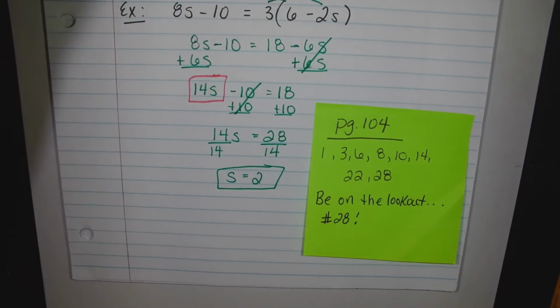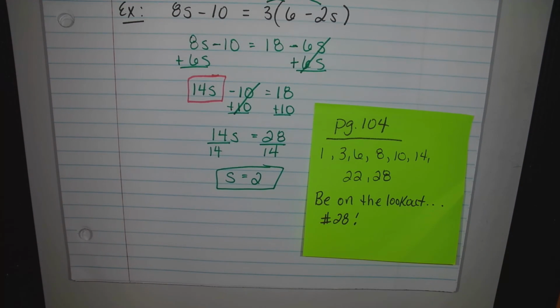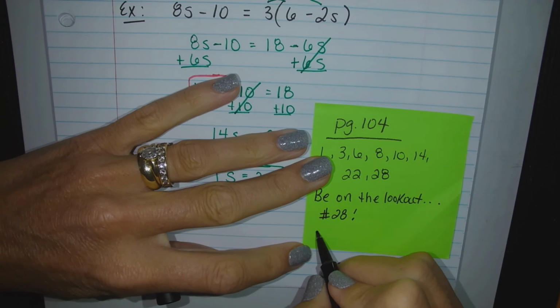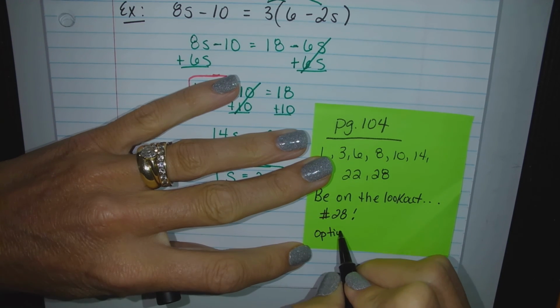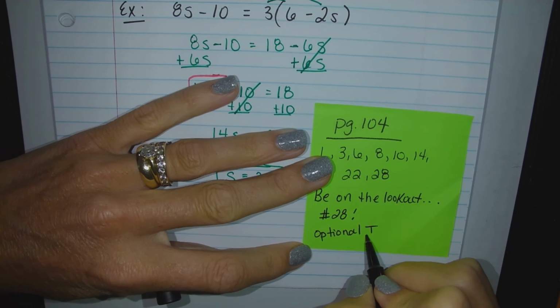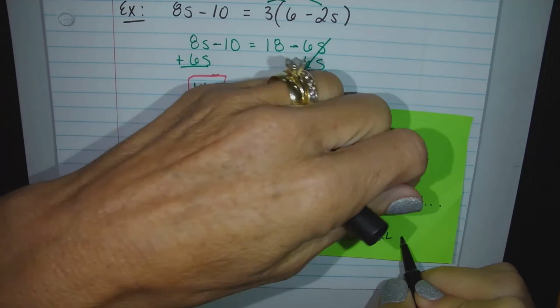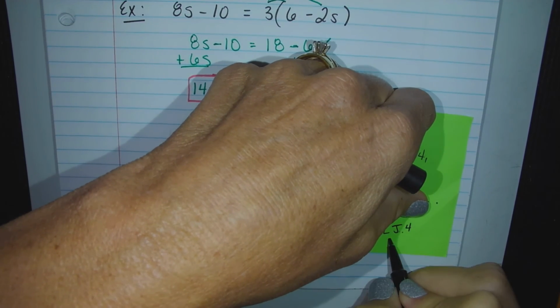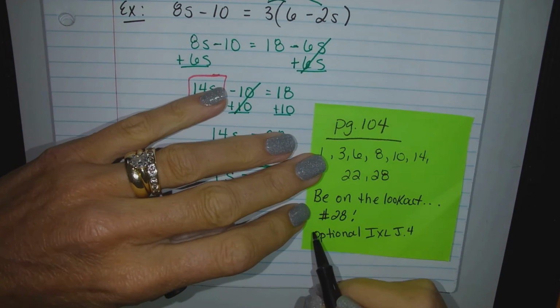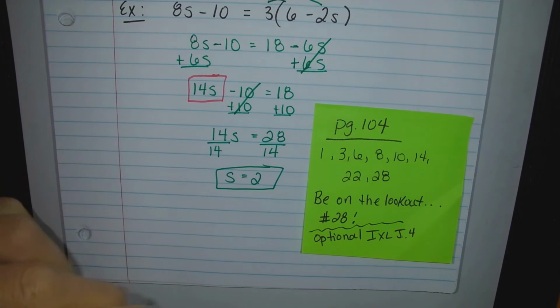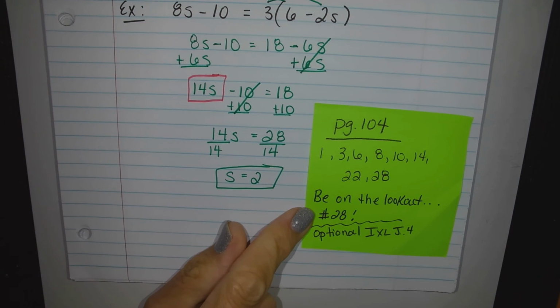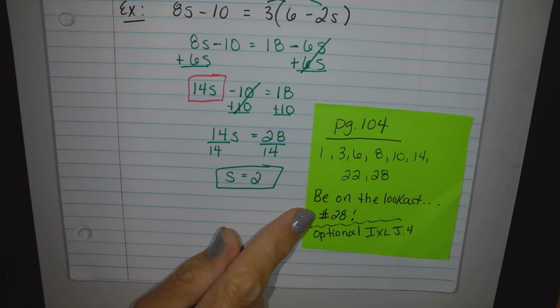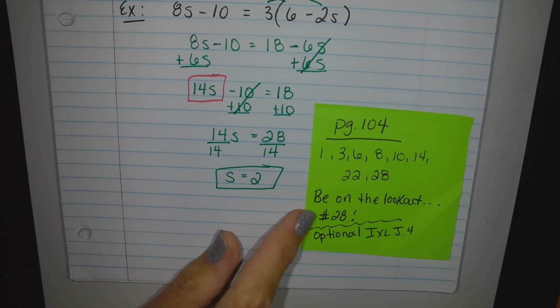All right, here's your homework. 8 problems. I also have an IXL optional for extra practice. Make sure you have this homework. Yes, you can go now. Number 28, I'm giving you that the answer is going to be a little different, so just note it's okay.